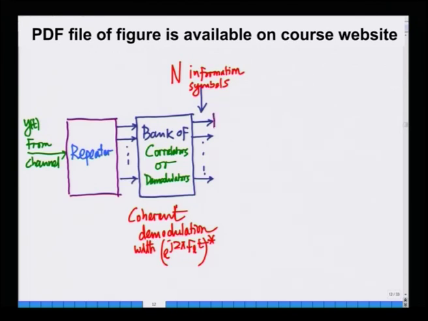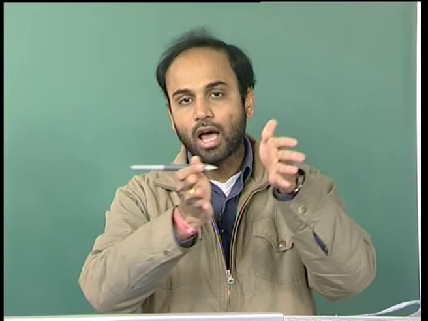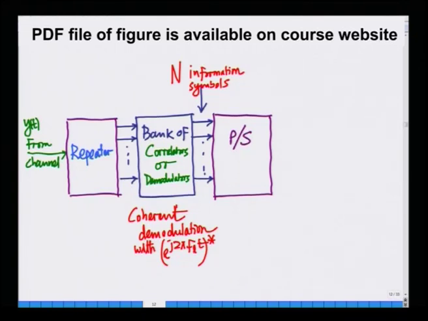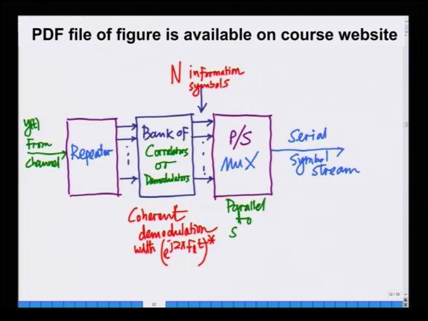And now what I am going to do with these is multiplex them into my serial stream. Remember, I have a serial stream of symbols, so I have to again convert it into a serial stream of symbols. Whatever these n symbols I get, I am going to convert from parallel to serial, or in other words multiplex. I am going to mux these and out comes my serial symbol stream. This block here is nothing but parallel to serial multiplexing.